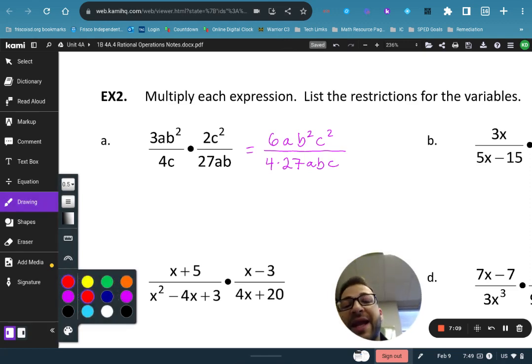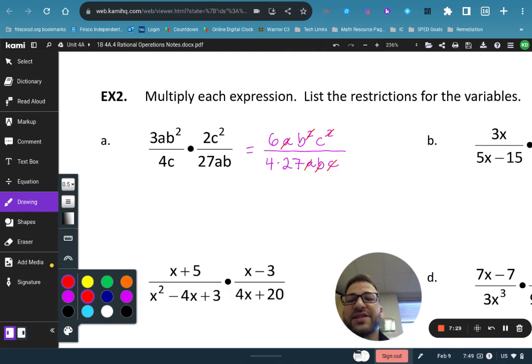So we have an A and an A in the top and the bottom. We have a B and a B squared. So we're going to cancel one B in the bottom, and that B squared, we'll get rid of the squared in the top. And then C and C squared, so we'll do the same thing, getting rid of the squared in the top and the C in the bottom. Then let's look at those numbers. We have 6, 4, and 27.